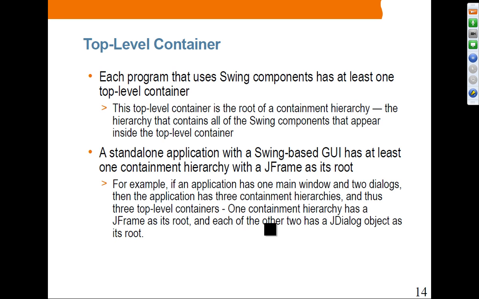Now, if this application has, let's say, dialogs, then it might have JDialog as another top-level container. So that's basically what this is all about. If an application has one main window and two dialogs, then the application has three containment hierarchies, and thus three top-level containers. One containment hierarchy has JFrame as its root, and each of the other two has a JDialog object as its root.